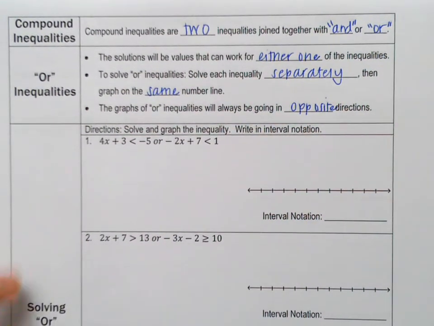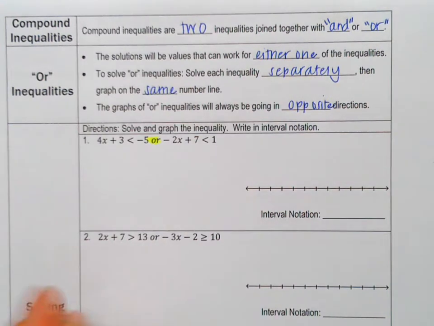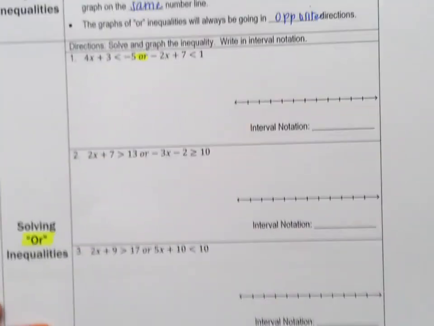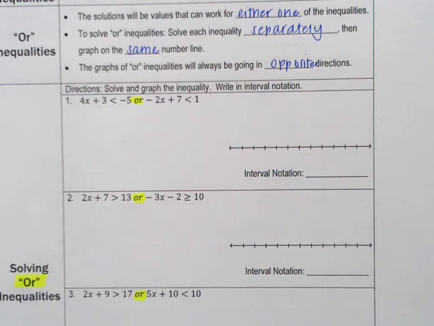If you look at number 1, we have an "or" inequality. You can tell it's an "or" because it says "or" right in the problem. You can look at all 4 of these below and you see the word "or." That should always be an indicator that these are going to be going in the opposite direction. If they're not going in the opposite direction, you've done something wrong. Go back and check your work.